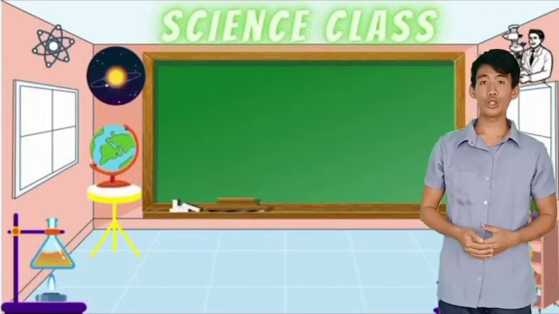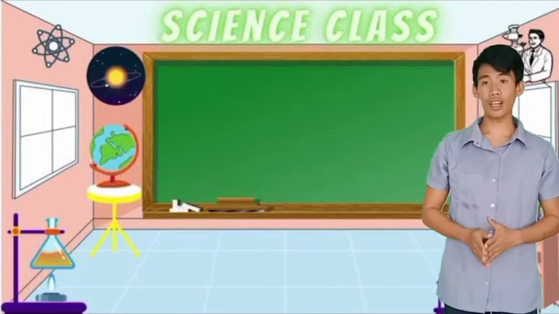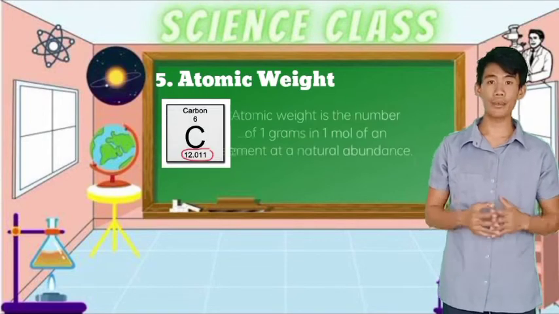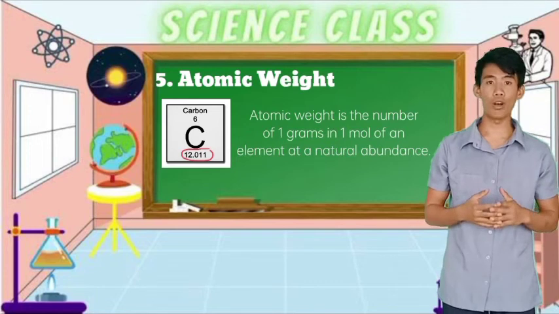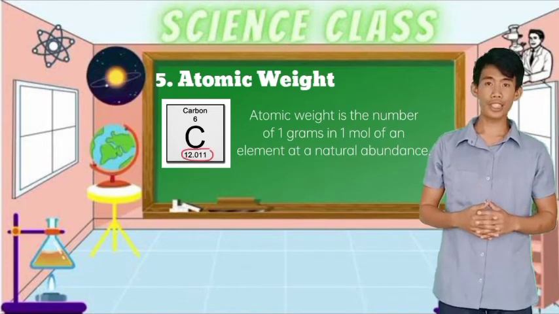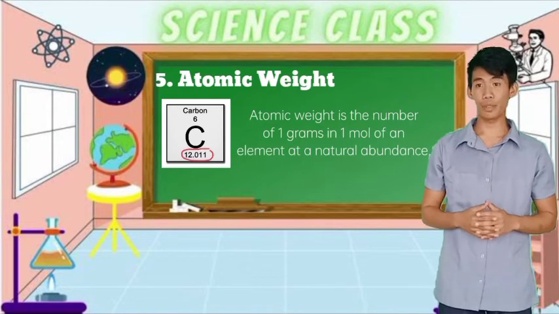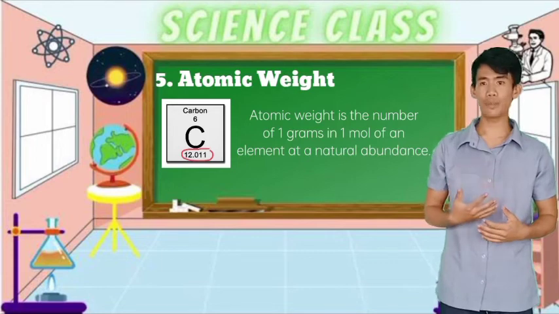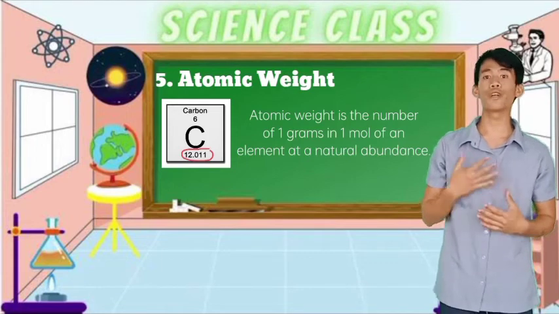The last nuclear property that we're going to tackle is the atomic weight. The atomic weight is the number of grams in 1 mole of an element at natural abundance. In the periodic table, it is listed below the element, and this number tells us how many grams of the element would be in 1 mole of that element.